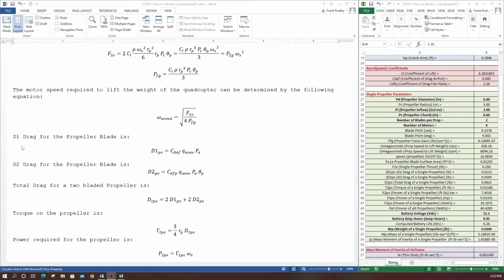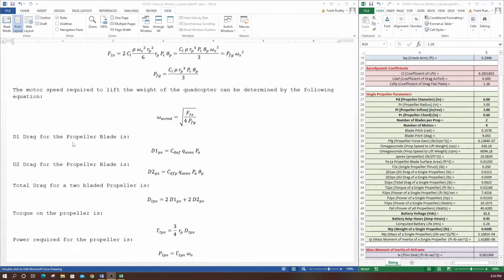D1 is kind of more of maybe the profile drag, and D2 is equivalent to induced drag. So D1 is just the drag from the airfoil, and D2 is the drag that's created as a function of lift. So anyway, our D1 drag is our airfoil coefficient of drag times our average dynamic pressure times the surface area, and our D2 drag is the flat plate drag times our dynamic pressure times the surface area times the pitch of the blade.